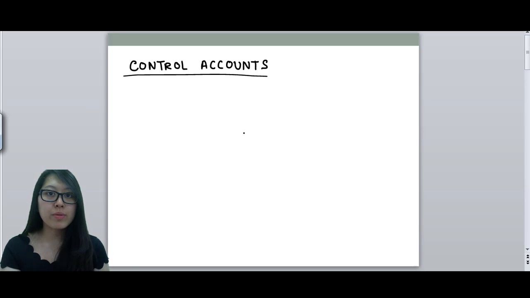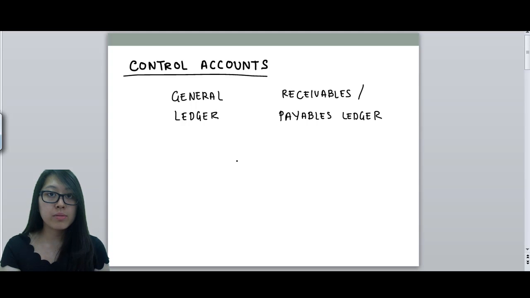Firstly, before we begin discussing what control accounts actually are, there are two ledgers. One is called the general ledger, and the other one is the receivables ledger and payables ledger. What differentiates between the two is that one of them is for personal accounts, the other one is for impersonal accounts.